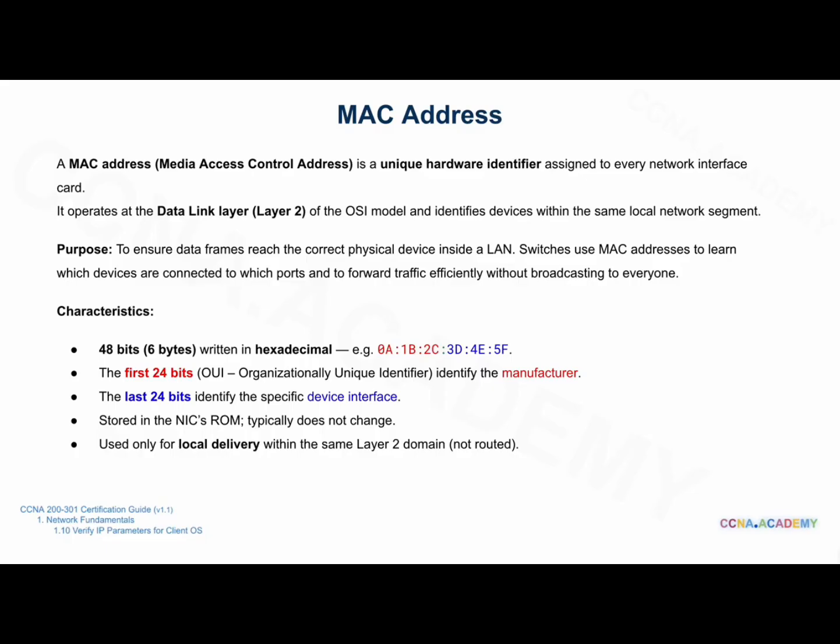LAN. Each MAC address is 48 bits, written in hexadecimal. The first half identifies the manufacturer, and the second half identifies the specific device. It's stored permanently in the NIC and used only for local delivery within the same network segment. Routers use ARP to map IP addresses to MACs, so when one device wants to reach another locally, it sends a frame directly to that MAC address.